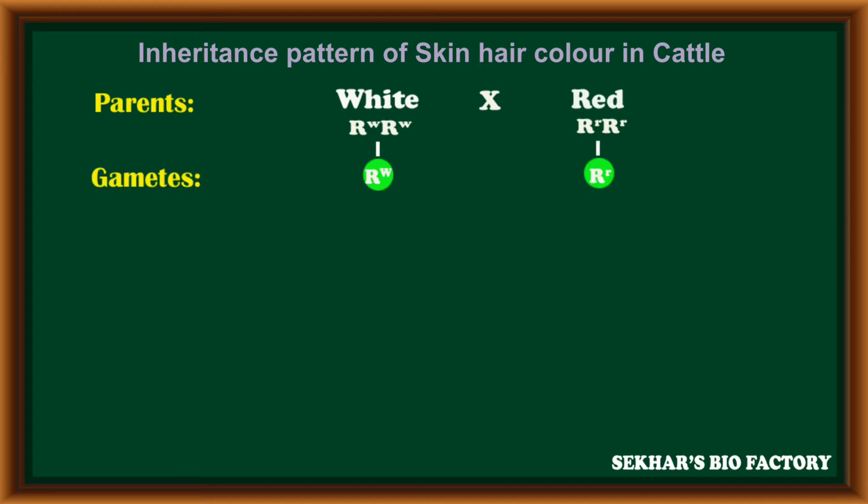During gamete formation, these individuals can produce only one type of gametes. The first parent can produce only one type of gametes with capital RW. The second parent can produce only one type of gametes with the capital R small r alleles. When both gametes are fused to form the F1 generation, because of the heterozygous condition, both alleles express their character, so that the offspring has both white and red color hair on its body surface. Such individuals are called roans.